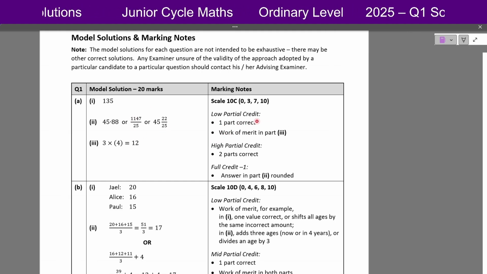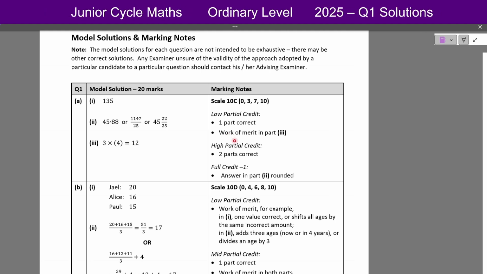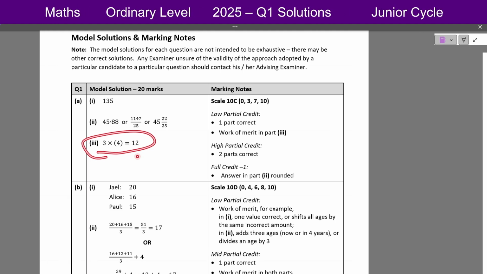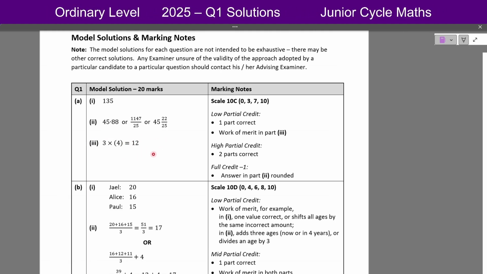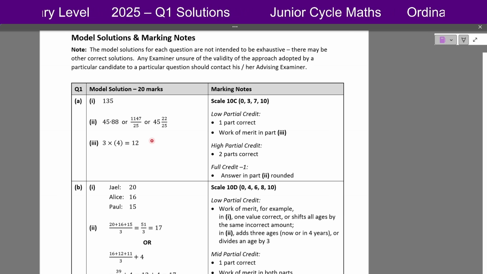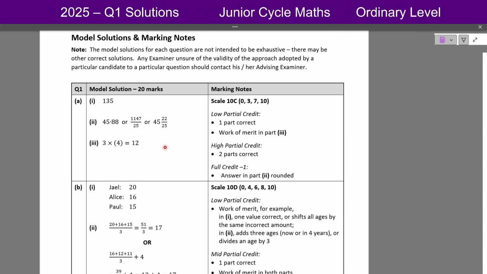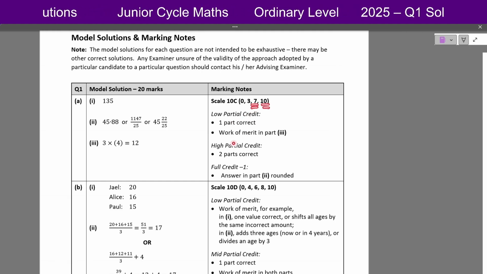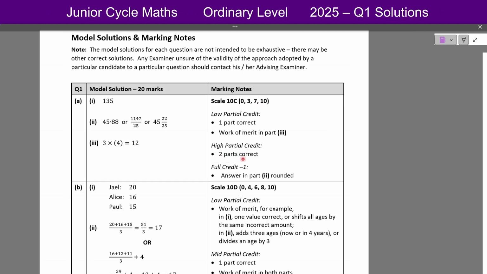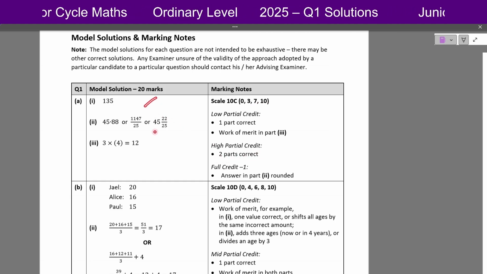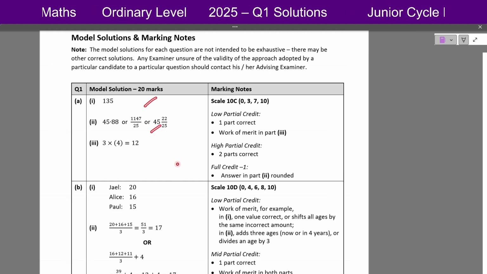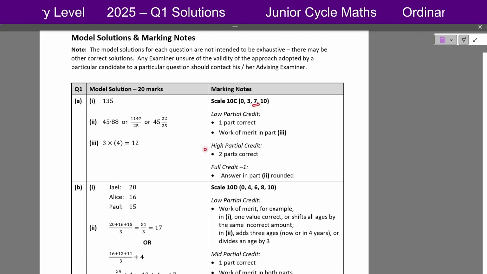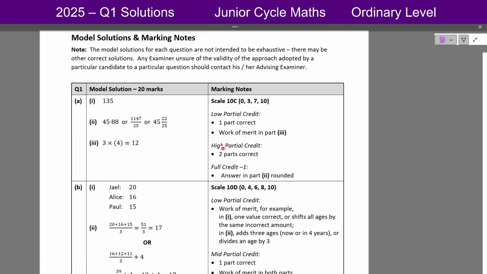Or maybe if we show some work of merit in the third part here, so we show some calculation, for example we find the square root of 9, and we show some calculations in the third part. And also we can get 7 out of 10 when we have 2 parts correct. It means maybe we answer correctly the first part and the second part, and so on, 2 out of 3, then we can get 7 out of 10, which is called high partial credit.